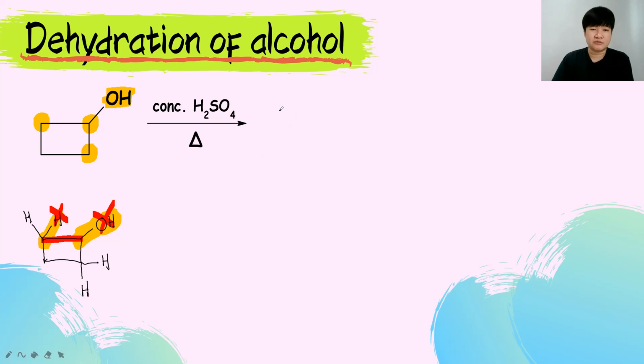So let's draw our new double bond. You will have this structure, cyclobutene. Your double bond will be on this side because you remove the OH and you remove the H. Therefore, you have your cyclobutene produced. And don't forget your byproduct H2O. You are removing the water.